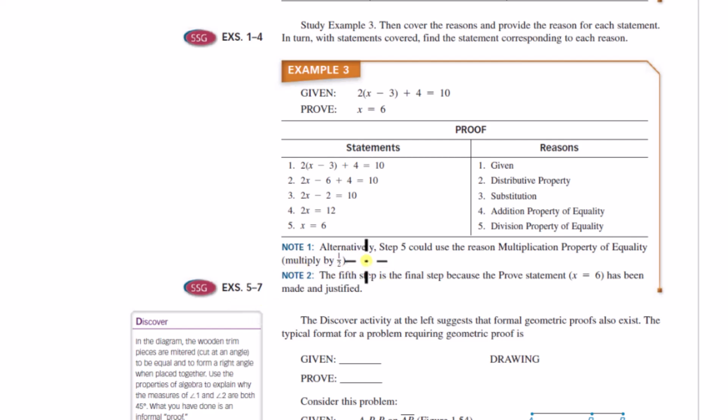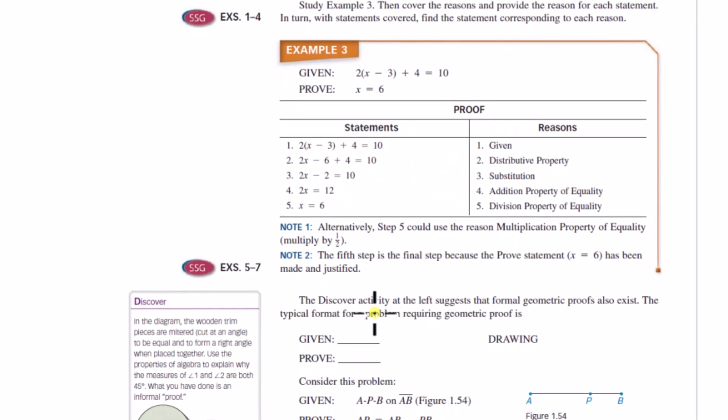Note, alternatively, step 5 could use the reason multiplication property of equality, multiplying both sides by 1/2. Note 2, the 5th step is the final step because the prove statement, x equals 6, has been made and justified. We're given something and we want to prove this. So once you make the final statement, which is the prove statement, and give the reason for it, then you're done. But you have to get there with these intermediate statements and reasons.